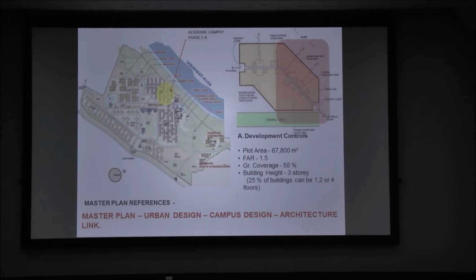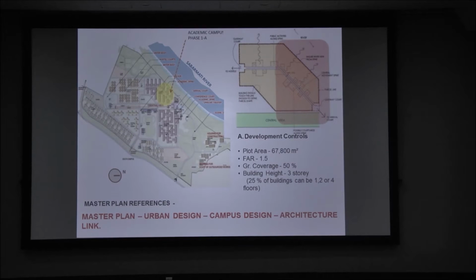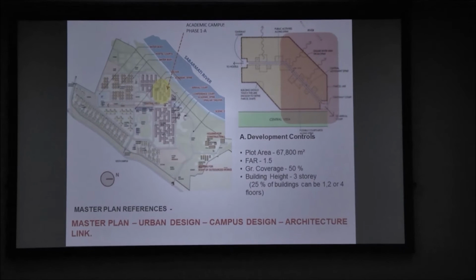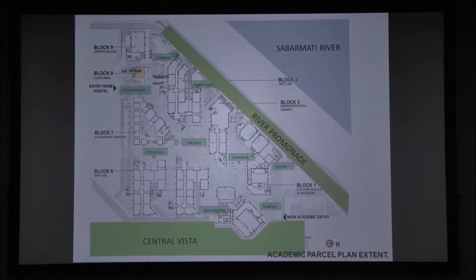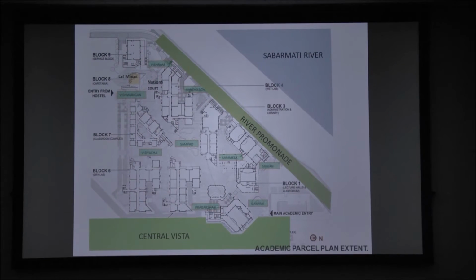The master plan has some peculiar guidelines about the academic campus, which is presently spread over 10 acres, with the academic spine and connection and transparency towards the central vista and the river edge. This is how the academic campus generally looks: this is the central vista, this is the river promenade, and this is the academic area. This layout is just to orient the audience that the academic campus is split into 9 units. We call them buildings, blocks.